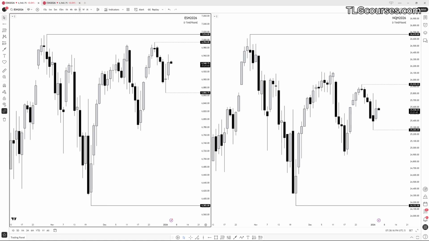What are your thoughts on IPDA data ranges? I don't really care about them. The only thing that matters is liquidity, right?